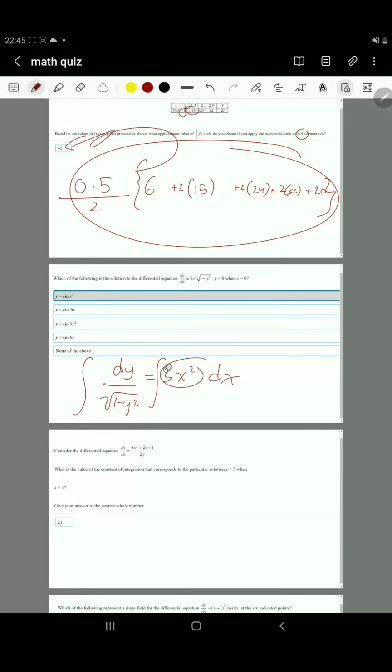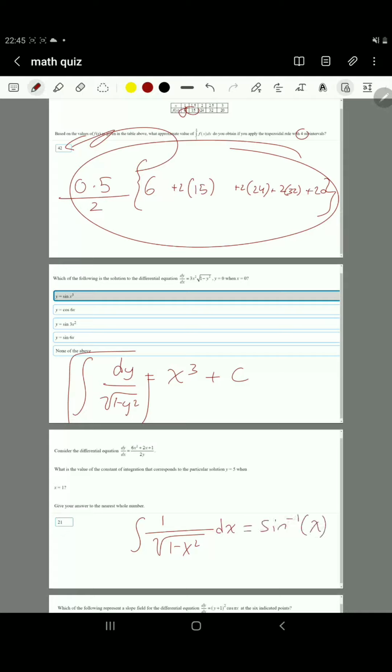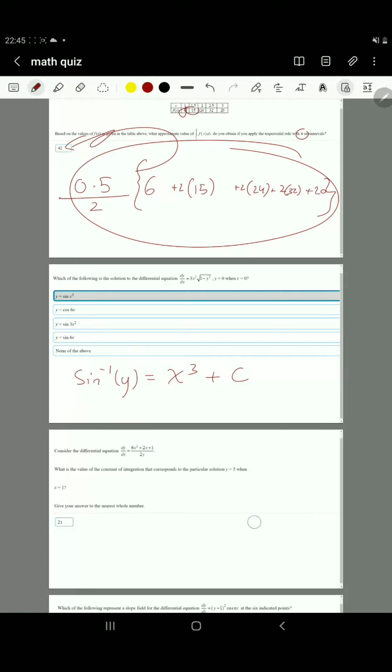The integral of 3x squared is just x cubed, of course, plus c. And the integral of 1 over the square root of 1 minus x squared dx, you're supposed to memorize it. It's arc sine of x. But in our case, we're talking about y, so that's going to be arc sine of y. So this whole thing is just arc sine of y.